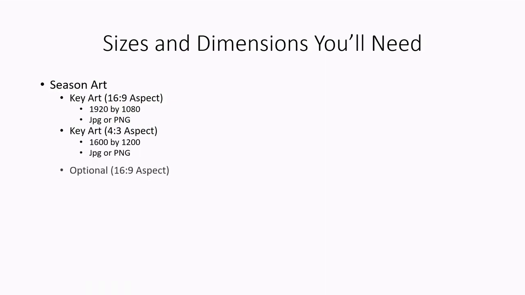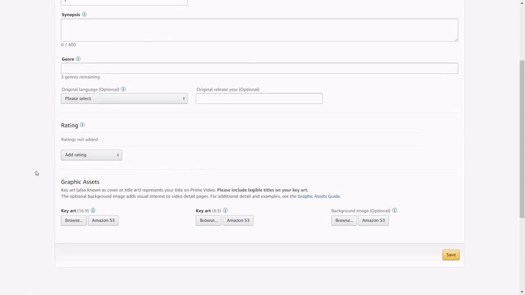And there is an optional file that you'll want to upload that's a 16:9 aspect ratio. It's 1920 by 1080, JPEG or PNG, and this is going to be a background image. It's only going to appear on the devices in order to convey mood. And you'll see the request for the three of these when you are uploading your image. You'll see one here in the key art area as well as the background image.